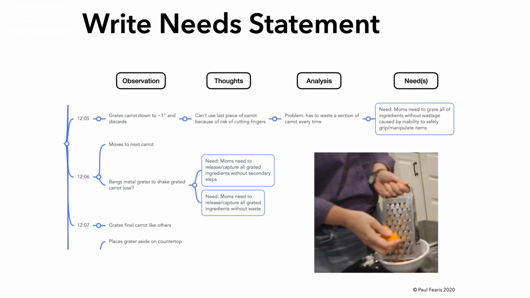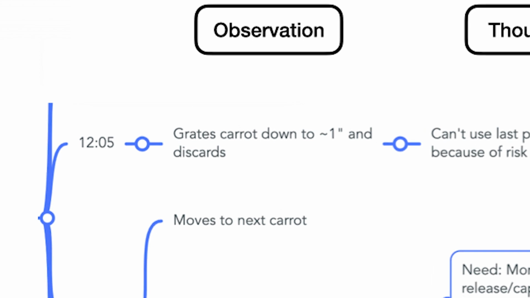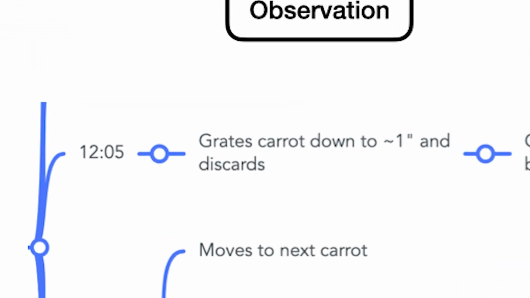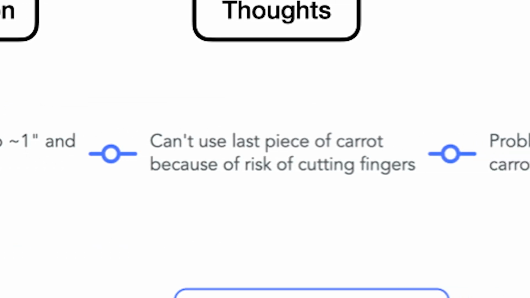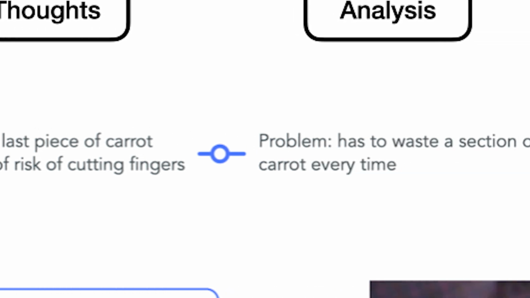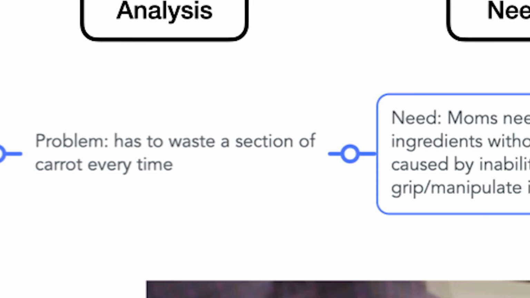Let's move on, further on down the mind map. At 12:05, we saw Mum grate carrots down to about 1 inch. And then she discarded that last piece of carrot. And that's because she couldn't get down to the last piece of carrot without the risk of cutting her fingers against the grater. The problem here is that she has to waste a piece of carrot every time. Now, okay, it's not a lot of carrot, but it seems unnecessary. Could we make it so you don't need to do that?